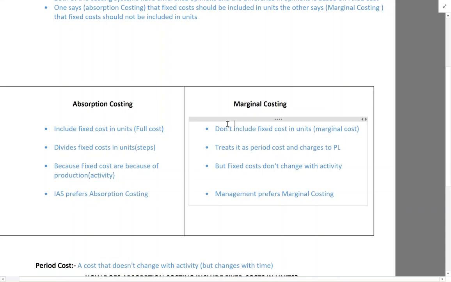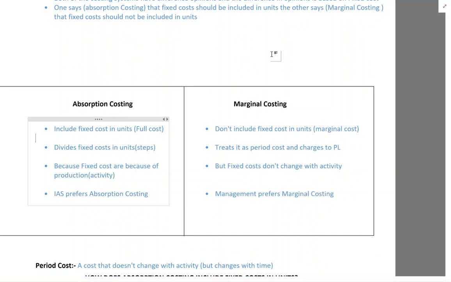So comparing both absorption and marginal costing, remember absorption costing says includes fixed costs in units, hence we will have full costs. Marginal costing says don't include fixed costs in units, hence we will have marginal cost. So what absorption costing does is it takes the fixed cost, it divides it into units, and there are steps that need to be done. We will look at those steps.